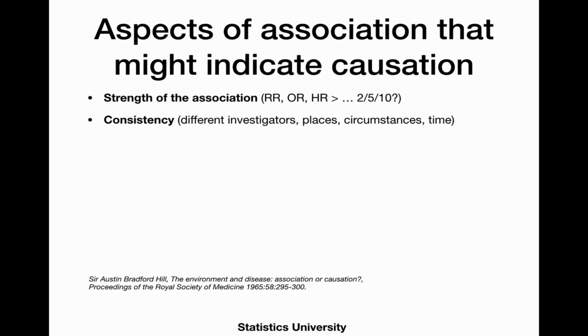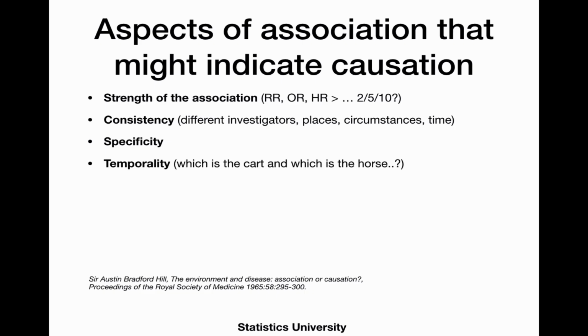And the second aspect to consider is the consistency across studies, and then specifically across different investigators, places, circumstances, and time. If there is consistency, then a causal association is more likely. The third aspect is the specificity. With very specific associations, a causal association is more likely. And the fourth aspect is temporality.